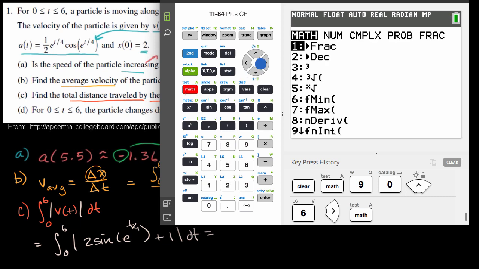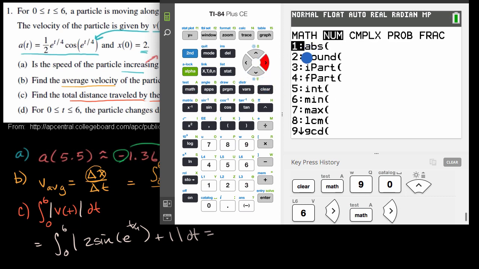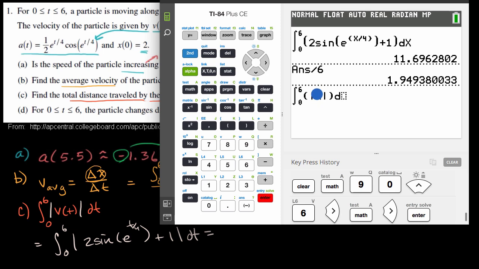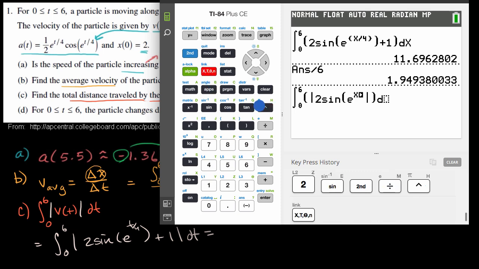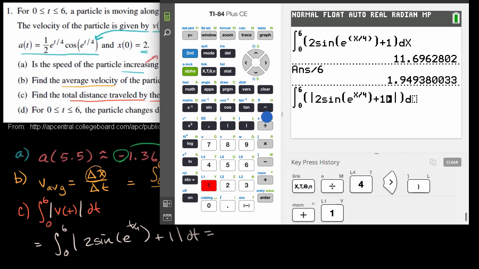So I could do math, and then number, and then absolute value is the first choice. Enter absolute value of 2 sine of e to the x over 4, x divided by 4 power, and then I want to close the parentheses on the sine, and then I have plus 1. And I click, and I have to say I'm integrating with respect to x, and then I click enter.